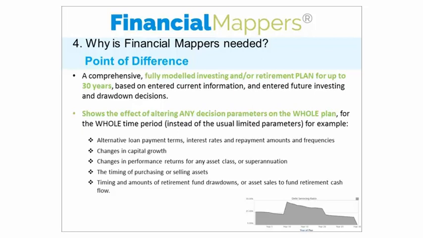For retirement plans, we can manipulate the timing and amounts of drawdowns or asset sales to provide the desired retirement income. One of the wonderful features of FinancialMappers is that it shows virtually all future amounts in present value, so that even though the program is applying inflation to the future amounts calculated, it then converts those amounts back to dollars of today. That's what present value means, so that the numbers all make quantitative sense to us.